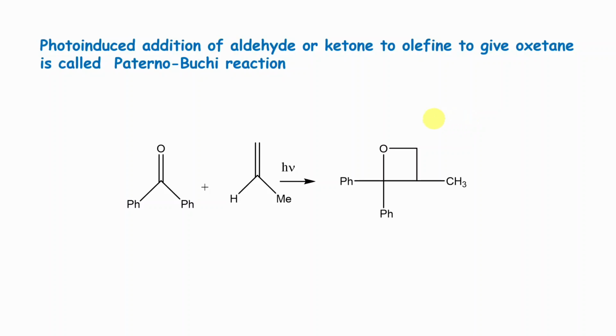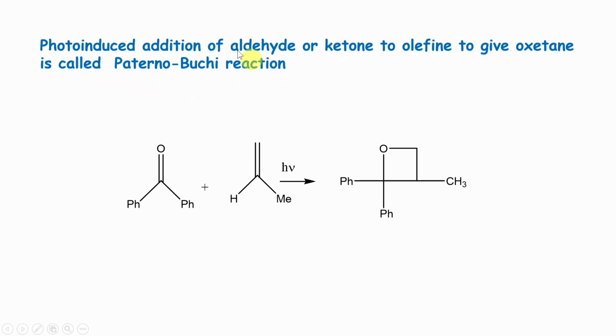In this video, I will discuss one of the important categories of organic photochemistry, the photocycloaddition reaction. One of the important reactions in photocycloaddition is the Paterno-Buchi reaction. By using the Paterno-Buchi reaction, we can prepare oxetane. The photo-induced addition of aldehydes or ketones to olefin to give oxetane is called the Paterno-Buchi reaction.